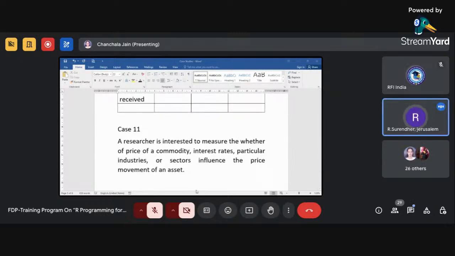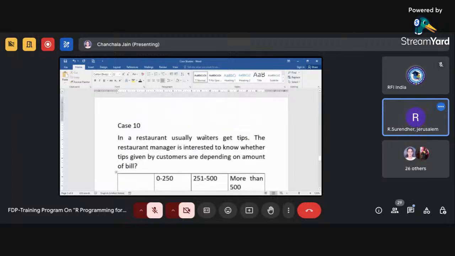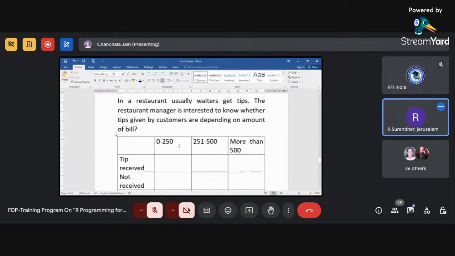Ma'am, can you go to that previous case, number 10? In this scenario, just the table alone, ma'am. In the table, for tips received, 0 to 250 or 250 to 500, there may be some count of responses we may have received, so we can enter them. So if not received, what values can we enter under that column?